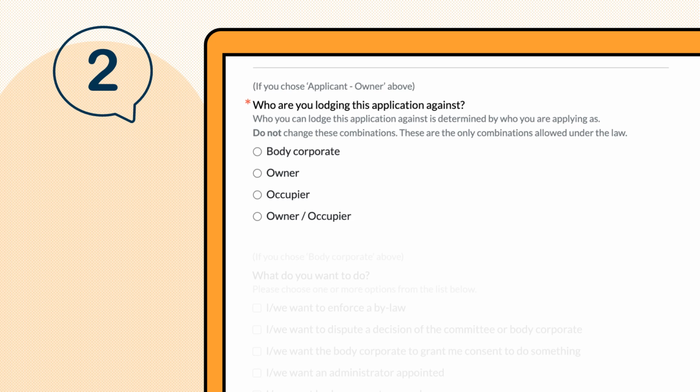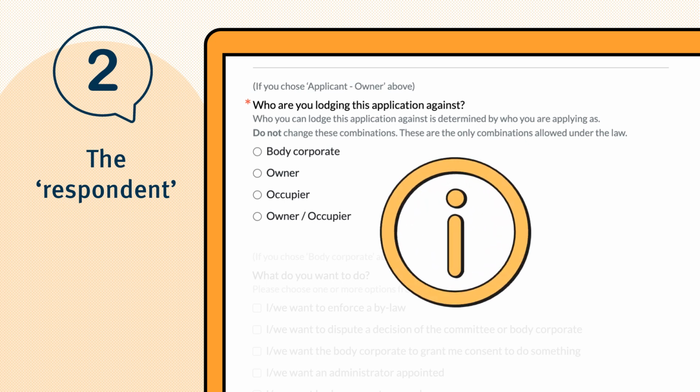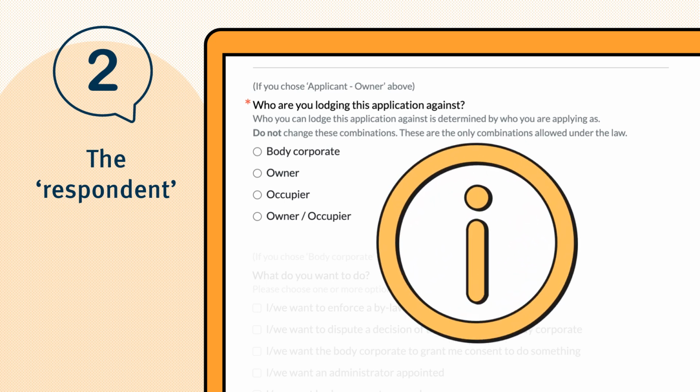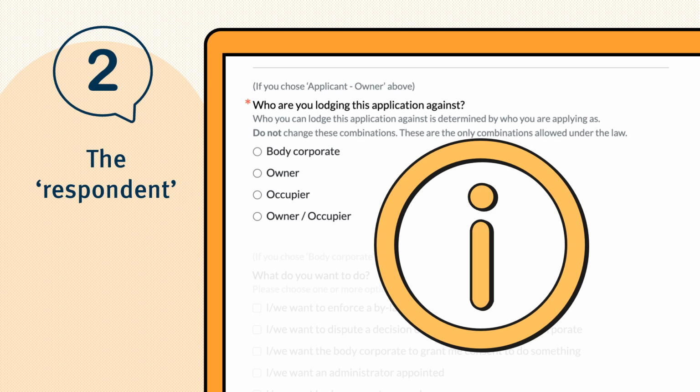Next, you will identify who you are lodging the application against, known as the Respondent. This is the person or entity that you are in dispute with and seeking an order against. You will supply their full contact information later in the application. Once you make the selection, the next part of the form will populate with the options available to you. Only certain types of disputes can be considered, depending on the combination of parties.